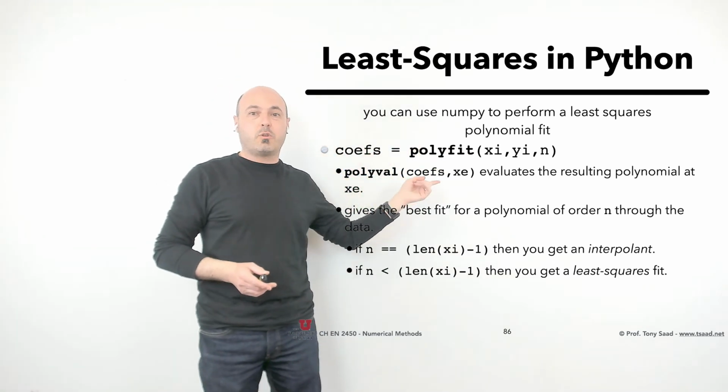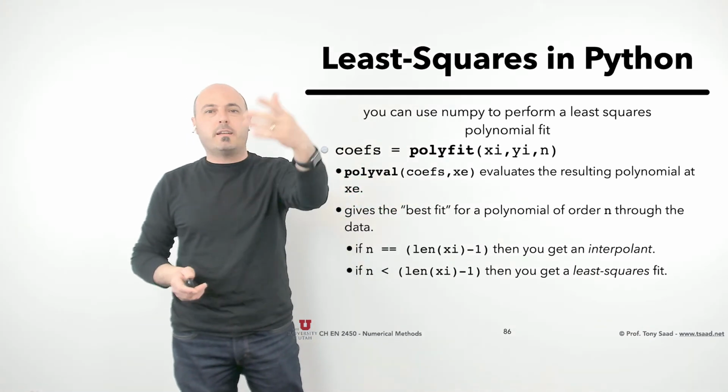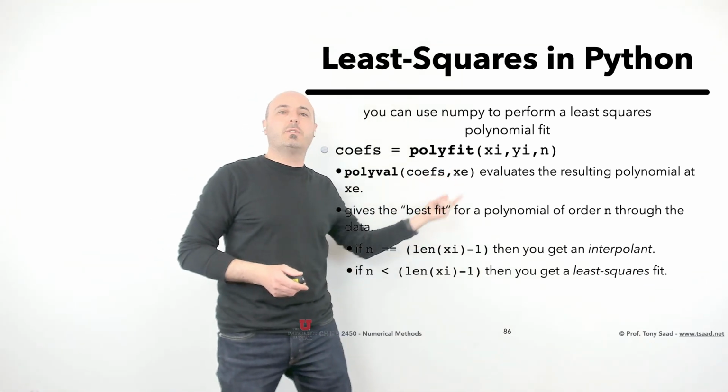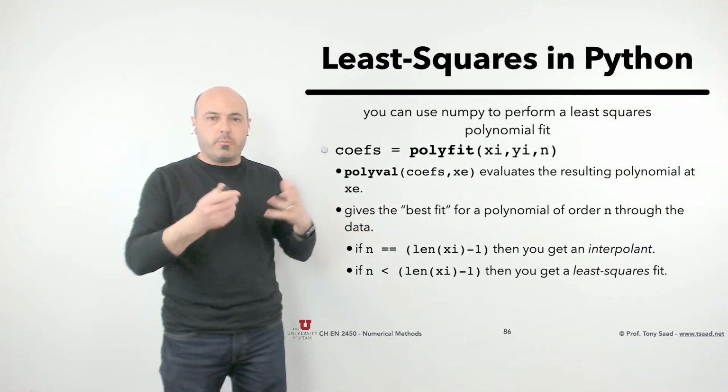Polyval essentially takes those coefficients and gives you a0 plus a1x plus a2x squared, however many coefficients you have, and applies it at all the values xe. Okay, and this gives you the best fit polynomial, like I discussed.